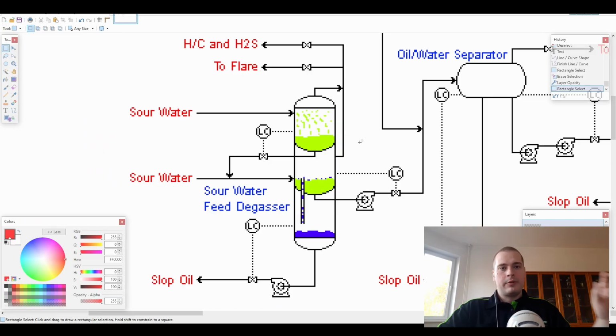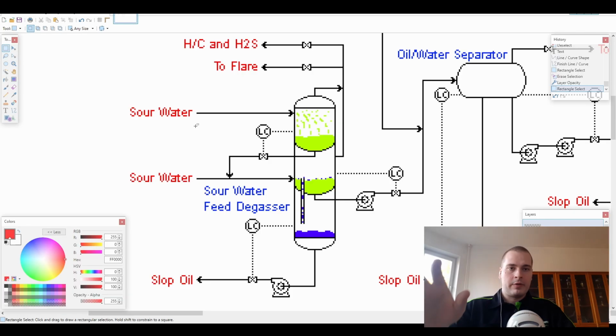So let's take a look at the first section in more detail. The sour water feed that enters our first section has a lot of hydrogen sulfide, but doesn't have a whole lot of hydrocarbons in it. As the sour water enters the vessel, it flashes and the hydrogen sulfide and the light hydrocarbons vaporize. And let's talk about flashing. Flashing is when you have a sudden change in pressure.